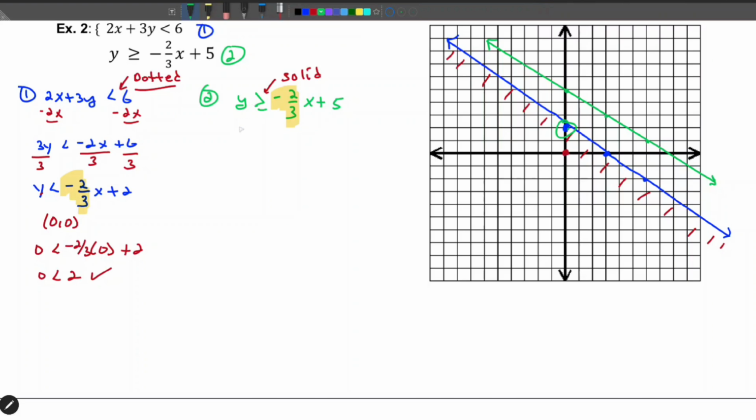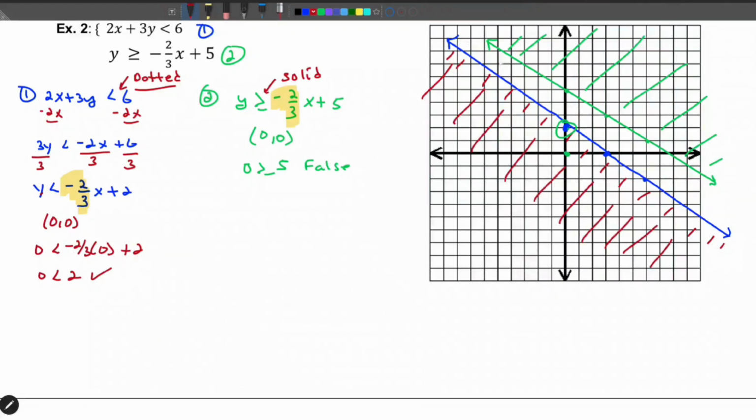Let's get our test point. Again, we're going to do 0, 0 as our test point. So 0 is greater than or equal to negative 2/3 times 0, which is 0, so I'm not even going to write that, plus 5, which gives us 5. So here's what we end up with: 0 is greater than or equal to 5. That is false. Our test point was at 0, 0, and we end up with that false test point, right? That means we're shading on the other side of the line. So what this means is that there is no solution to this system of linear inequalities.